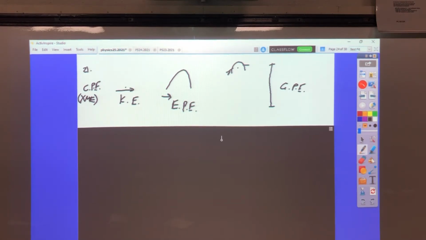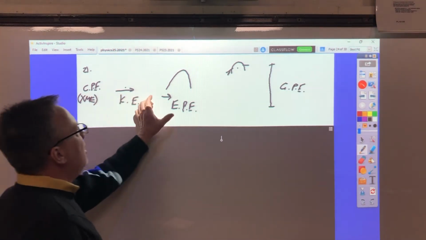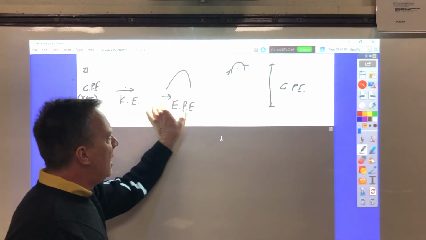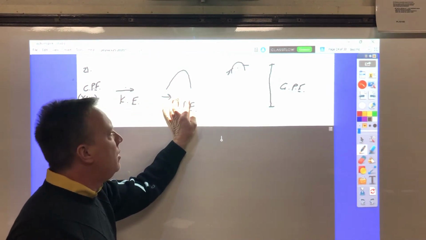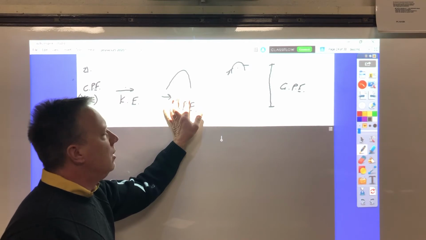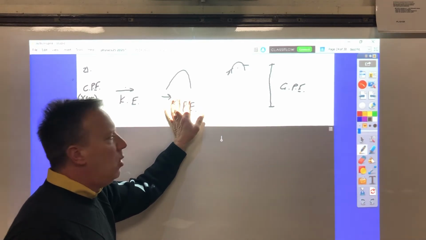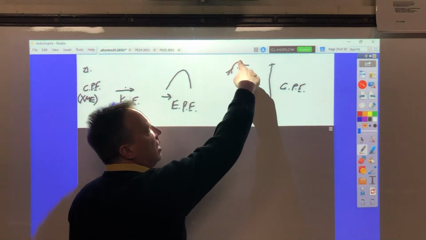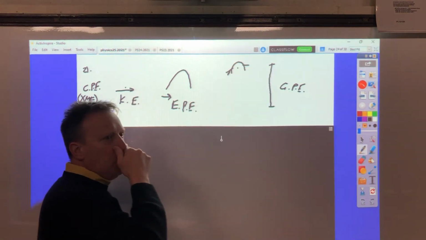Okay, so to sum that up, basically you've got kinetic energy when you're running, but you've also got elastic potential energy. You're adding in this spring, well, it's a pole really, but you're treating it like a spring. And then when you go over, you've got gravitational potential energy up here.